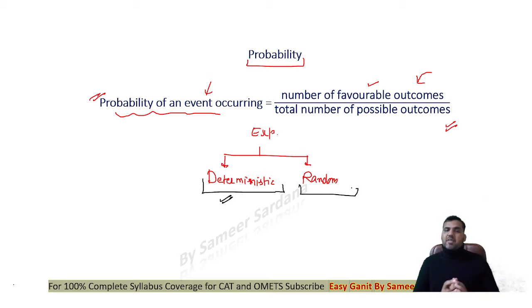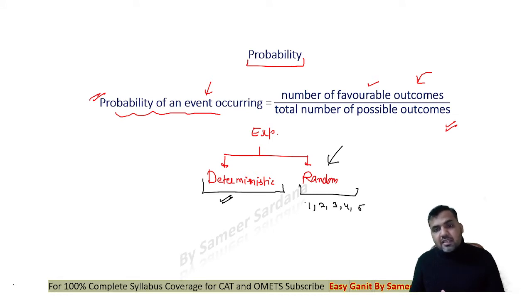But in a random experiment, we do not know the exact outcome. We only know the possible outcomes. So in a random experiment, only possible outcomes are known. That experiment is called a random experiment, and all questions of probability come from the random experiment. For example, when I throw a dice, I know that my possible outcomes will be 1, 2, 3, 4, 5, 6. And these possible outcomes will be called my total sample space. The set of all possible outcomes is called the total sample space.